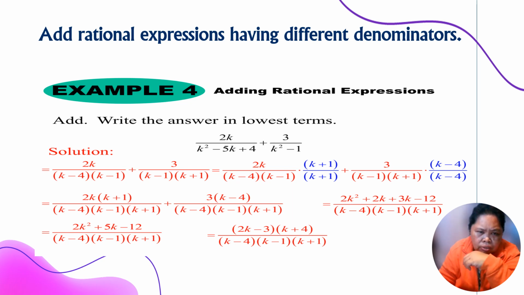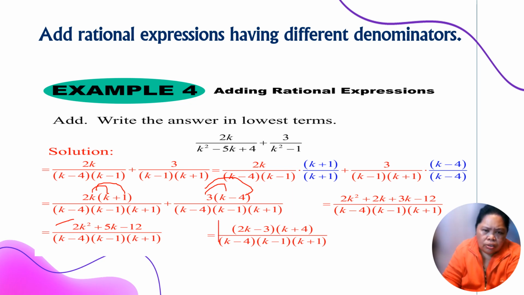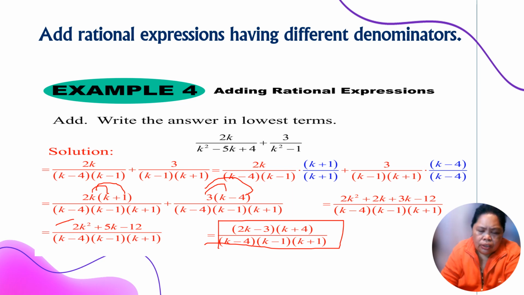Okay, so we have 2k and then we have 3k minus 12. That's why we got 2k squared plus 5k minus 12. And then that's it. Since we have 2k squared plus 5k minus 12, we need to factor it out. If it is not yet a prime number, you need to factor it out.